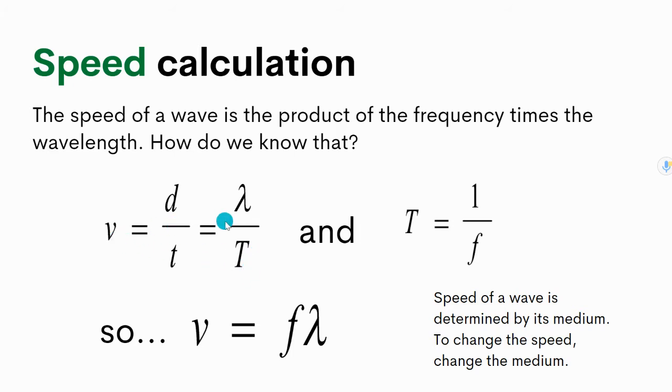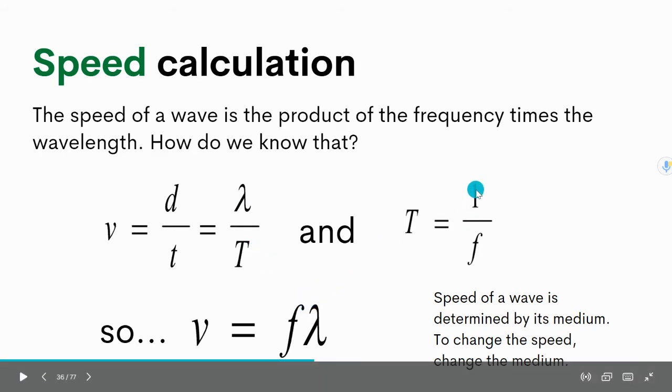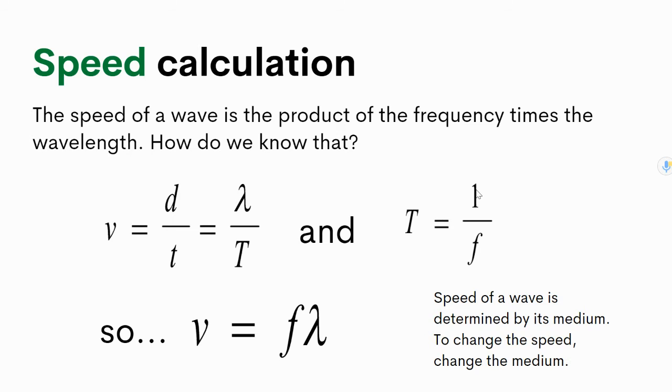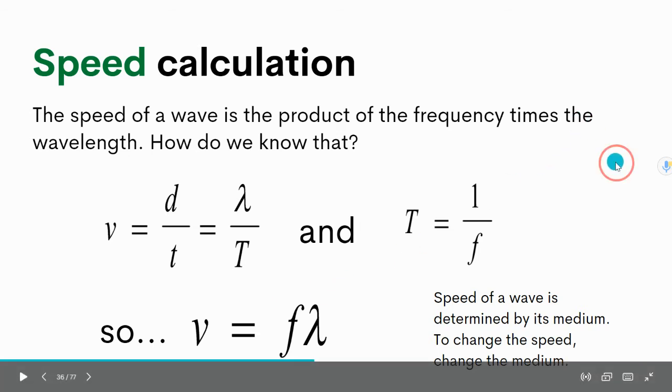So V equals lambda divided by T, distance divided by time. And since we know that period equals 1 over f, this is really lambda over 1 over f, right? If I substitute the 1 over f for this business here, and cross multiply the numerator times the denominator, I would end up with frequency times wavelength. You have all of these formulas available to you. This chunk here, this chunk here, and this chunk here. We can use them all.